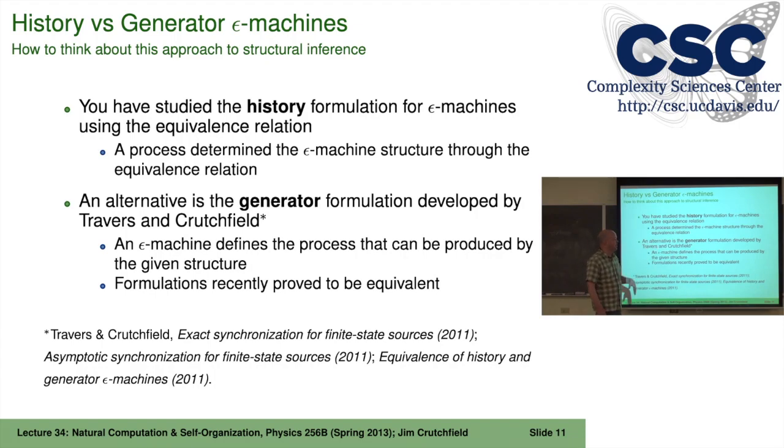An epsilon machine defines the process that can be produced by the topology. So in a certain sense, this is more the way to think about the inference that we're doing here, in that we're going to try to infer a bunch of generator epsilon machines that are consistent with the data that we've seen. We don't apply an equivalence relation or anything like that. It's going to be much more in the style of this way of thinking about epsilon machines.